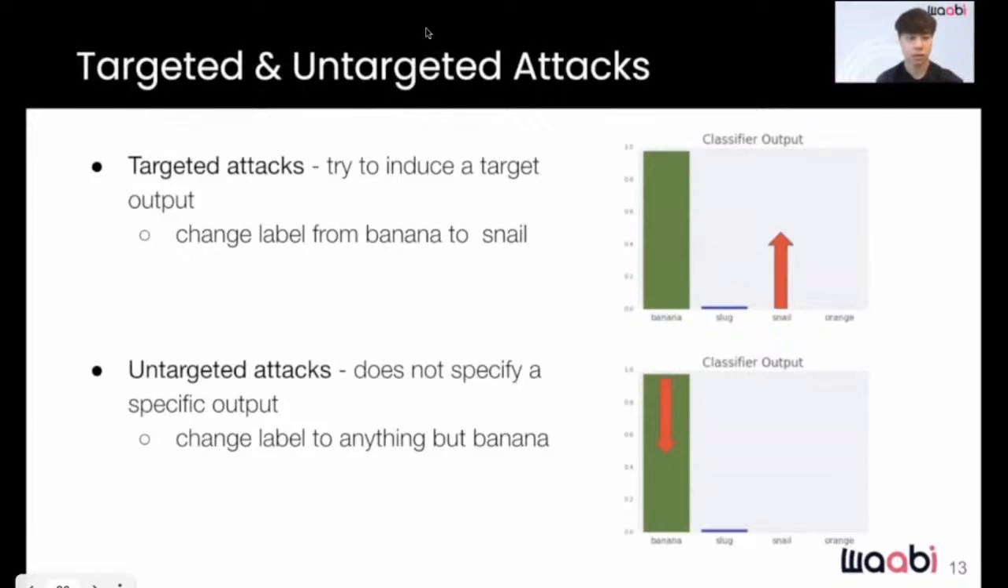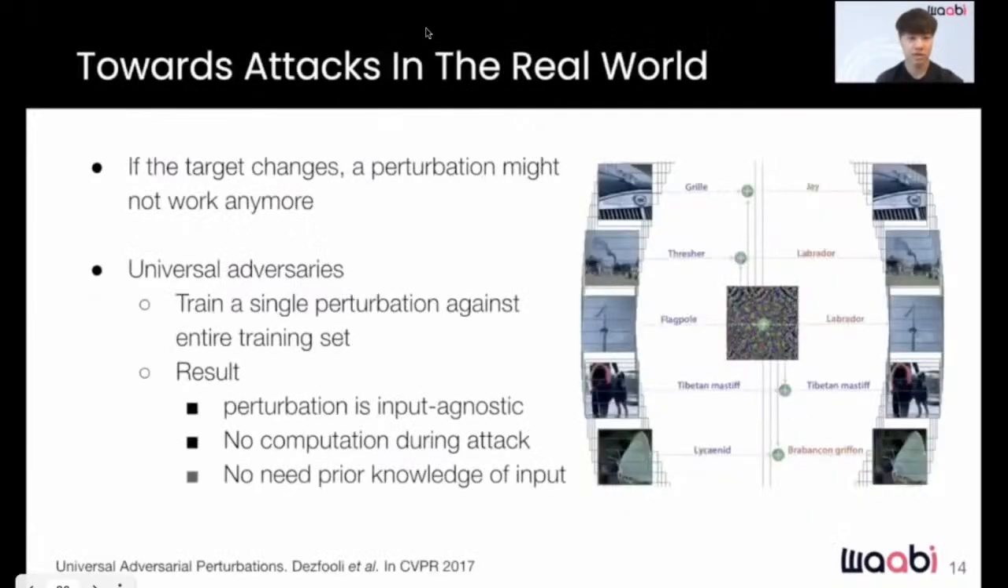We've seen perturbations against a specific input. However, if the input changes slightly, for example, due to an object moving, the perturbation might not be effective anymore. This makes it difficult to launch attacks in the real world where objects are usually in motion. Towards more robust attacks in the real world, we can train universal adversaries by training a single perturbation against the entire training set and minimizing the expected accuracy. The result is a perturbation that is input agnostic and can be used to attack any input.